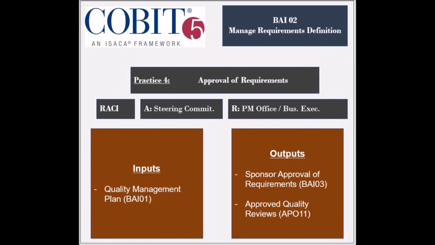The fourth and last practice is to obtain approval of requirements and solutions. The entities responsible for this practice are the business executives, the business process owners, and the project management office. The entity that is held accountable is the program steering committee. The practice receives 1 input, which is the quality management plan from the BAI1 process, and it generates 2 outputs, which are the approval of requirements to be used by the BAI3 process, and the approved quality reviews to be used by the BAI11 process.